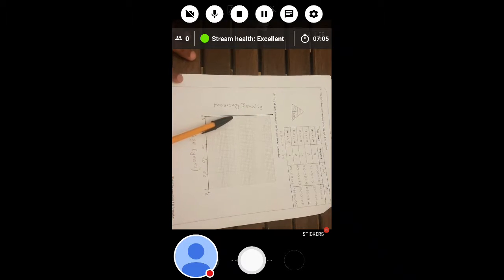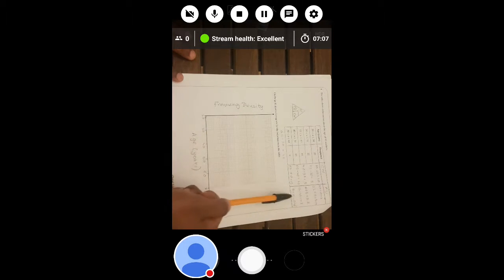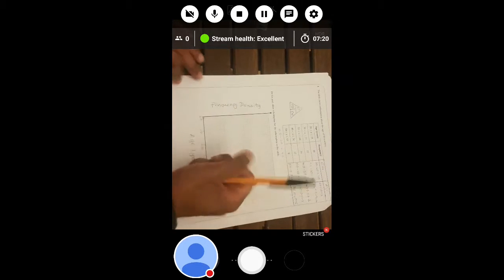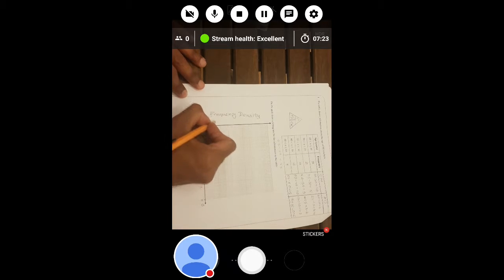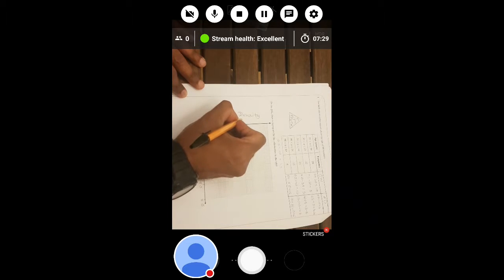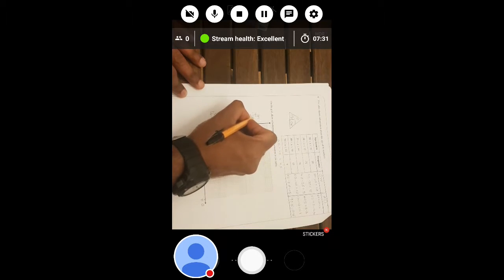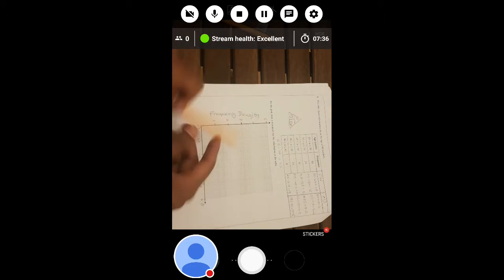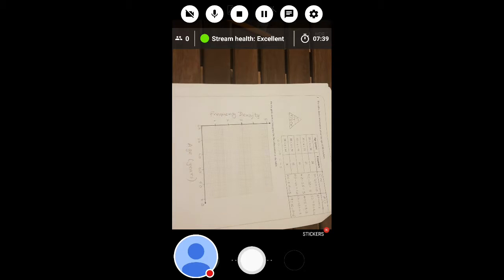And over here, for the frequency density, my highest is 4.4 and the lowest is 0.6. I have 1, 2, 3, 4, 5, so I can go up in ones: that's 1, 2, 3, 4, 5. I should really have done this using a pencil, so I'm going to use a pencil to draw that.